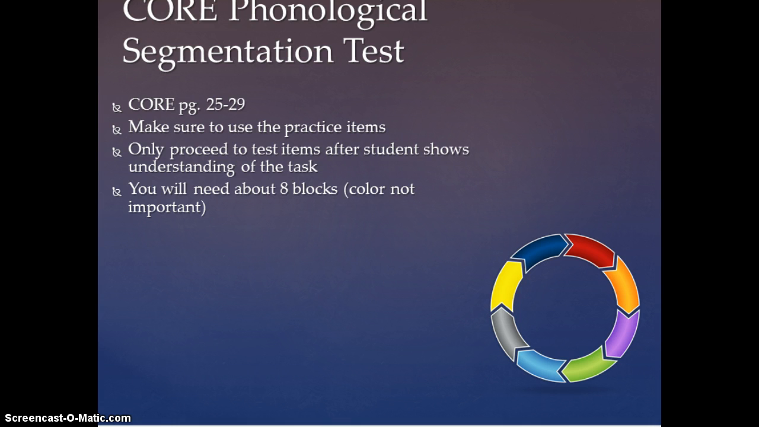And you'll need about 8 blocks, right? So the color is not important. Anything that you have around helps them with the segmentation. You could use Legos, you could even use scraps of paper. I've seen people use counters or lima beans, whatever it is that you want to use. Again, only give general feedback.